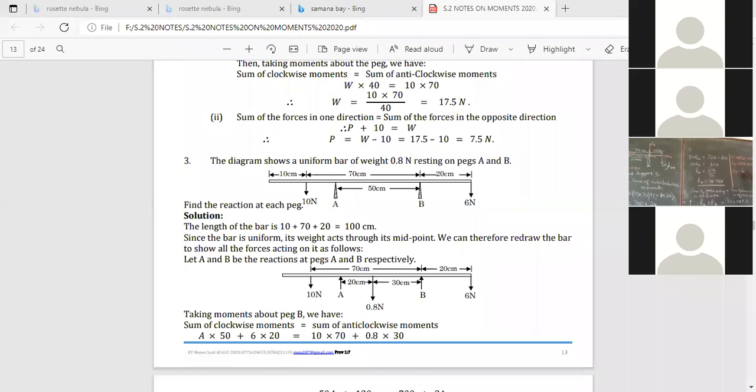Why do I disagree with you? You can even check a calculator. It's 4.72. I think that's the correct answer. 16.8 subtract 12.08, I think I get 4.72 newtons.